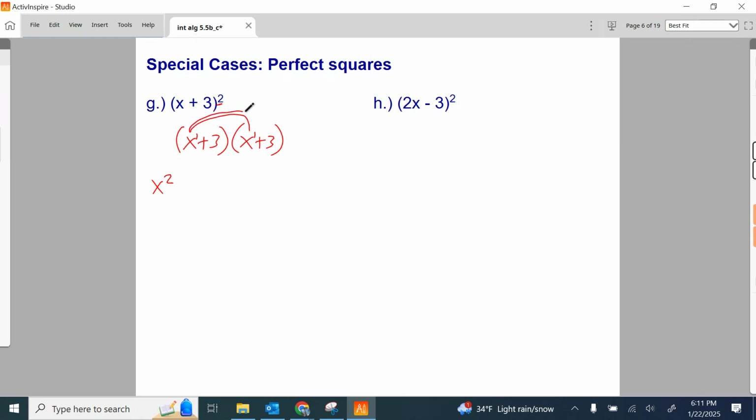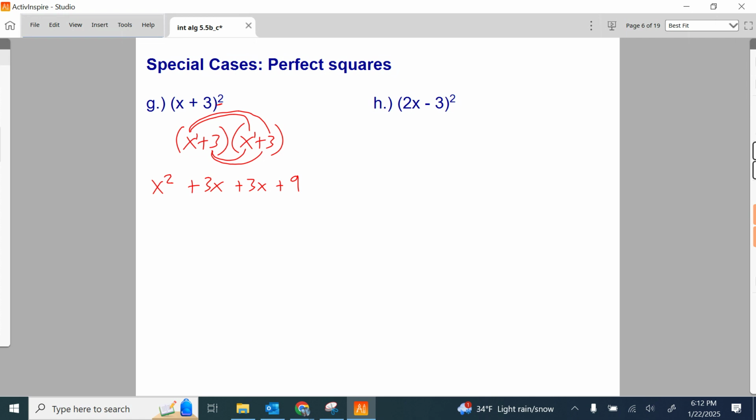We have x times positive 3, which is going to be plus 3x. All right, moving on to our second number here, 3, that we're going to multiply with. We have the I, which is the inside, so plus 3 times x is going to be another plus 3x. And then we have L, the last. So we have positive 3 times positive 3, and that's going to get us positive 9. So that's what we get for an answer after our FOIL process.